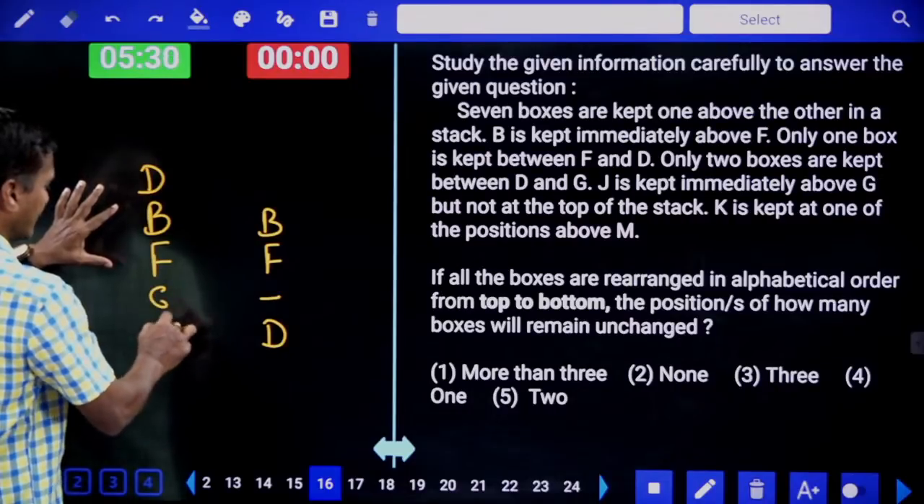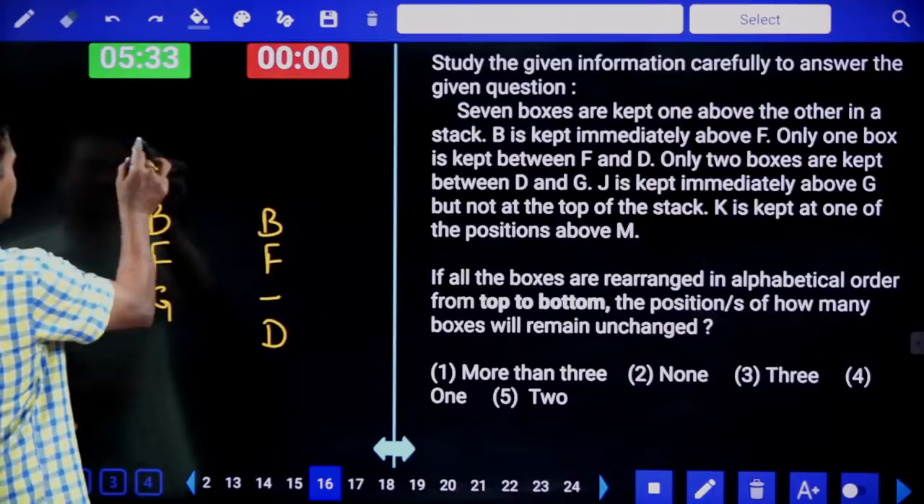Hence G is here. And without this one, 1, 2, 3 and 1, 2, G can be here.